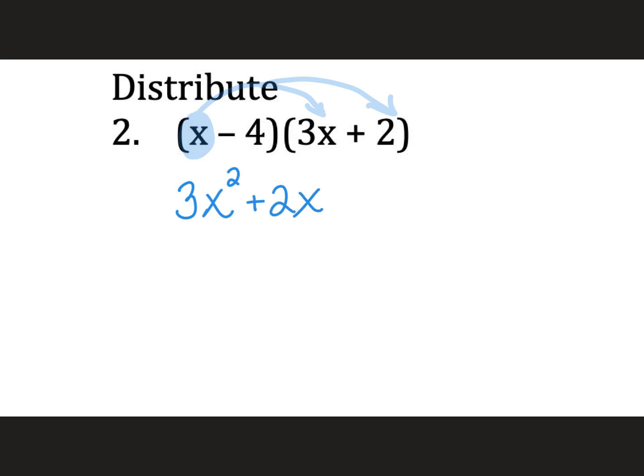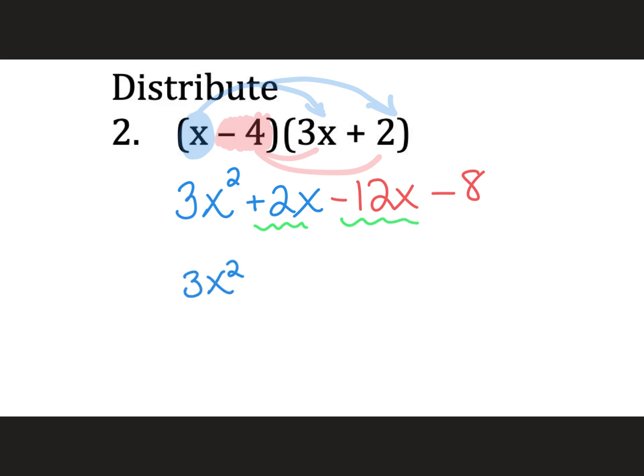Okay. There's a second term that I didn't do anything with, this -4. So I need to distribute -4 to everything in the second binomial, which produces negative 4 times 3x is negative 12x, and then minus 8 last. Now, frequently, you're going to have two middle terms that can be combined. There's nothing like with 3x squared, but 2x minus 12x is negative 10x minus 8. So I'm left with a quadratic trinomial.